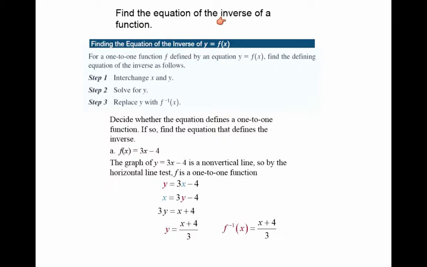Find the equation of the inverse of a function. There are 3 steps here. Step number 1, interchange x and y. You change the position of x and y in your equation.